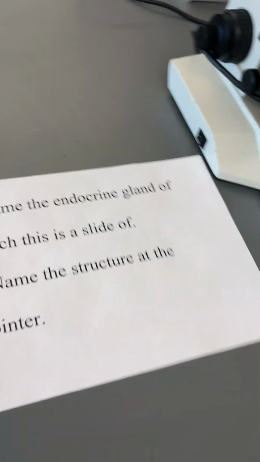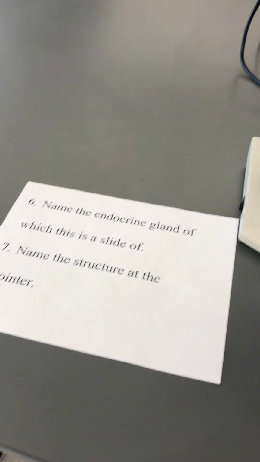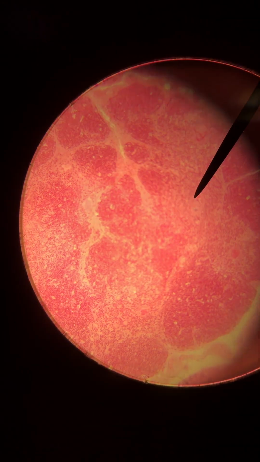Number 6 and 7, this is a slide of the thymus. And number 6 is name this endocrine gland. And number 7 is identify the structure at the pointer. The structure at the pointer is a Hassel's corpuscle. So hopefully everyone was able to see that on the slide.